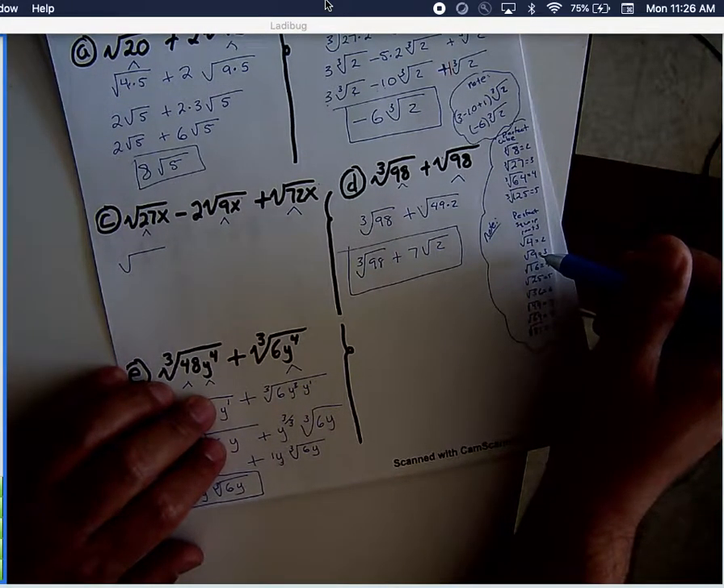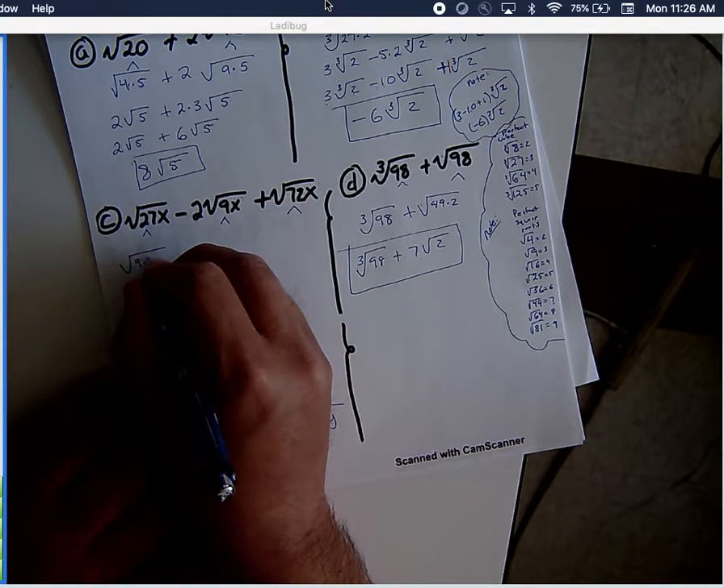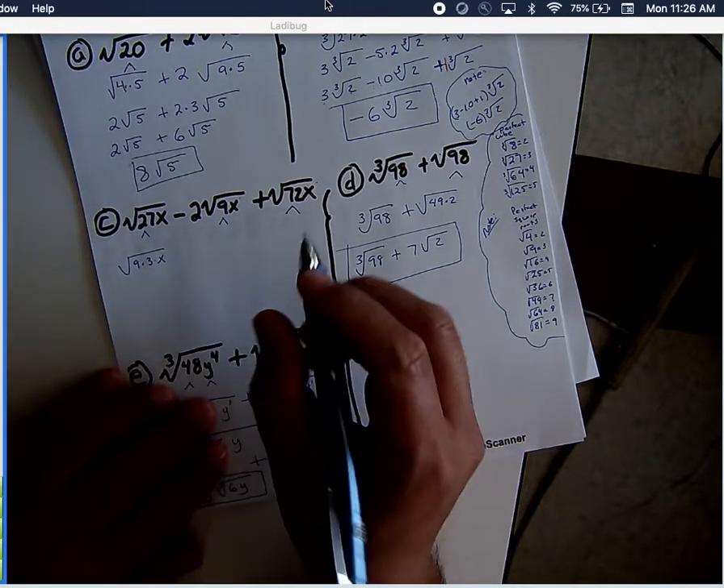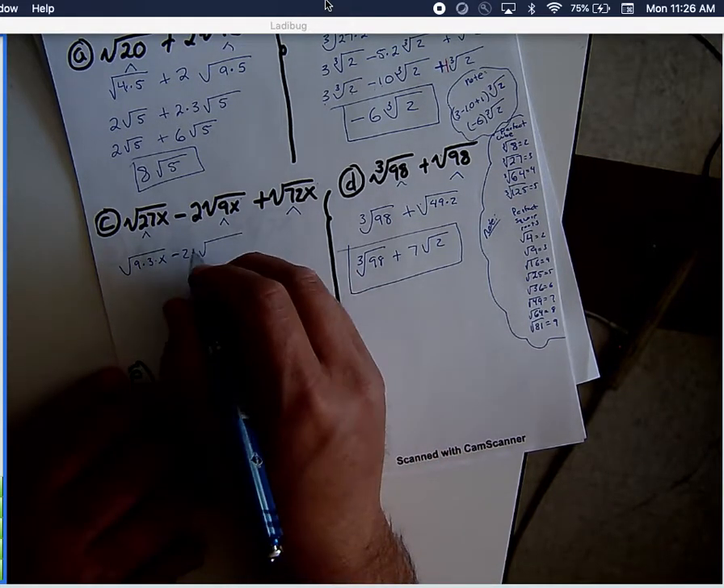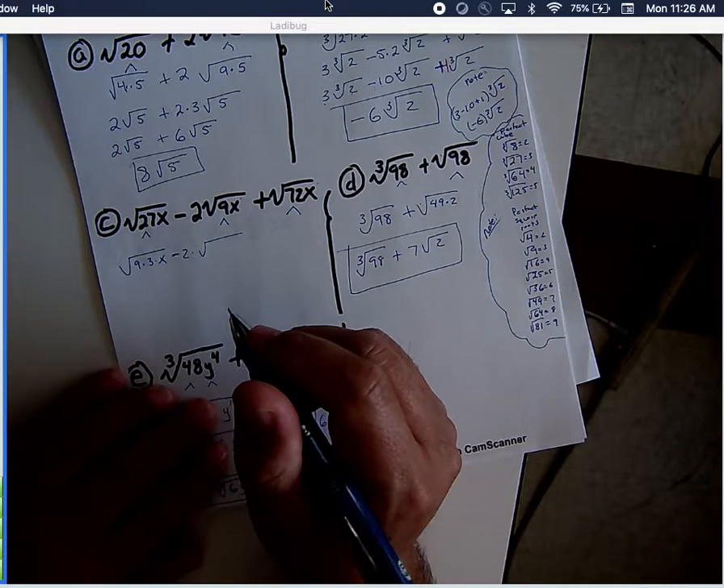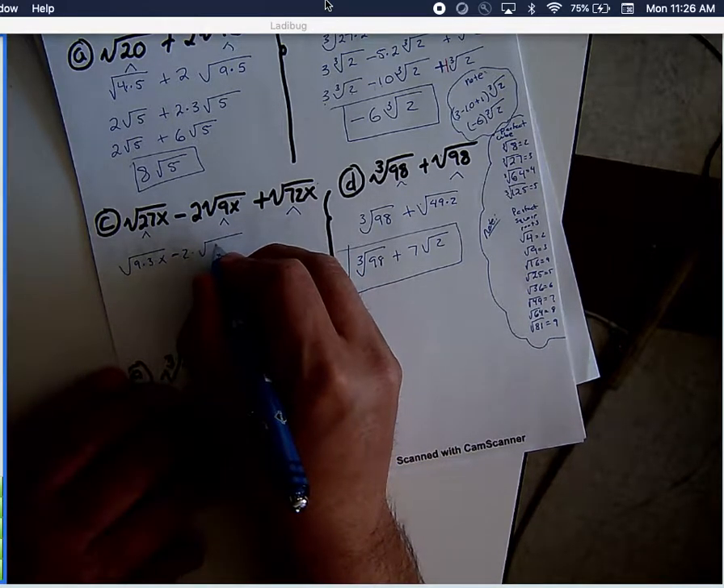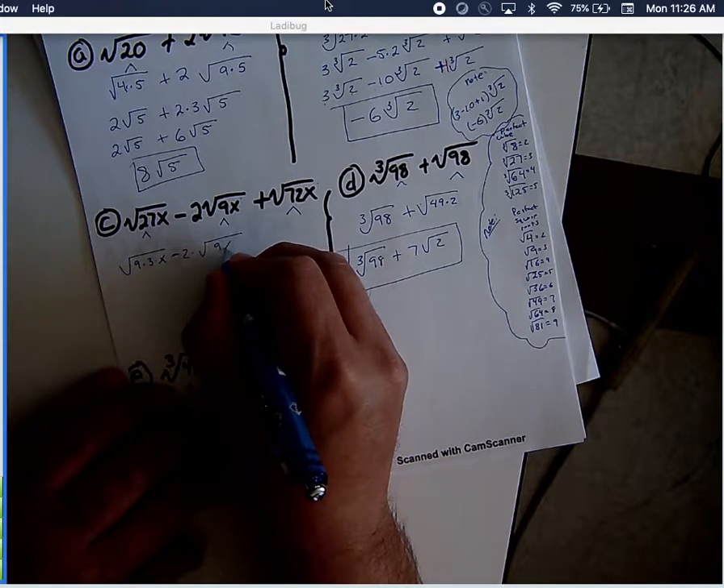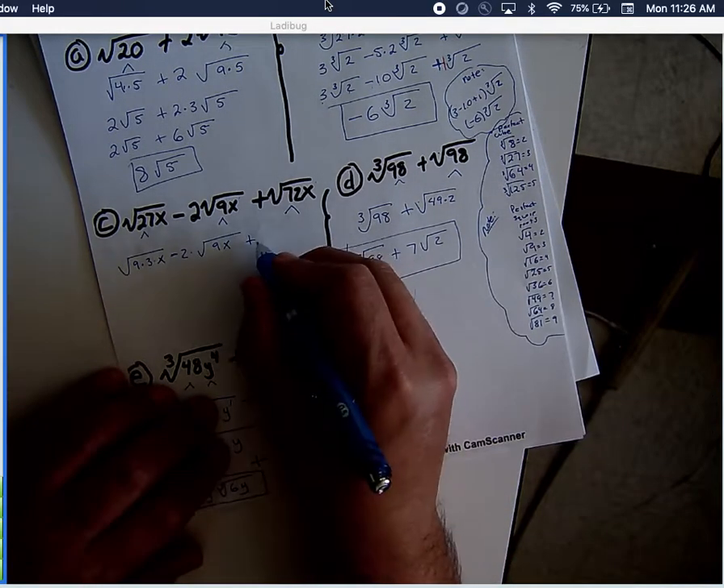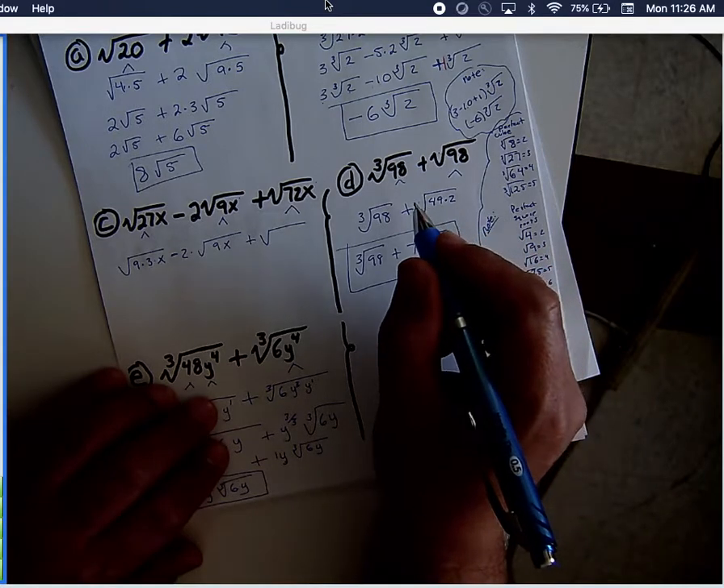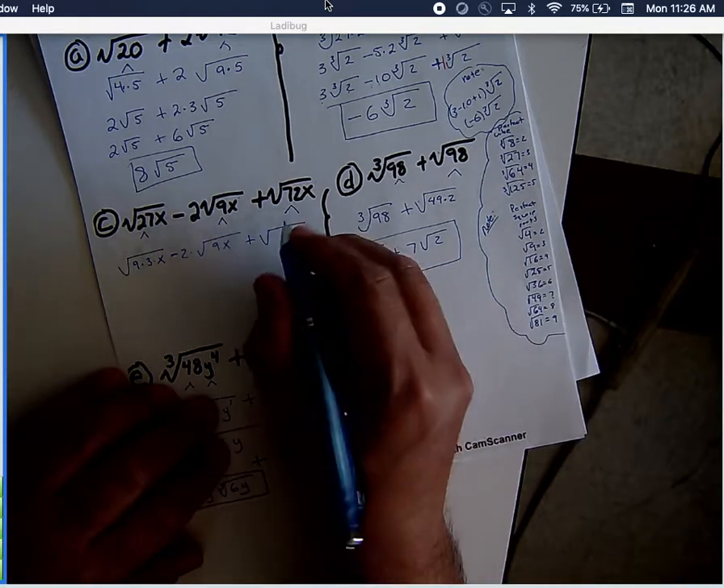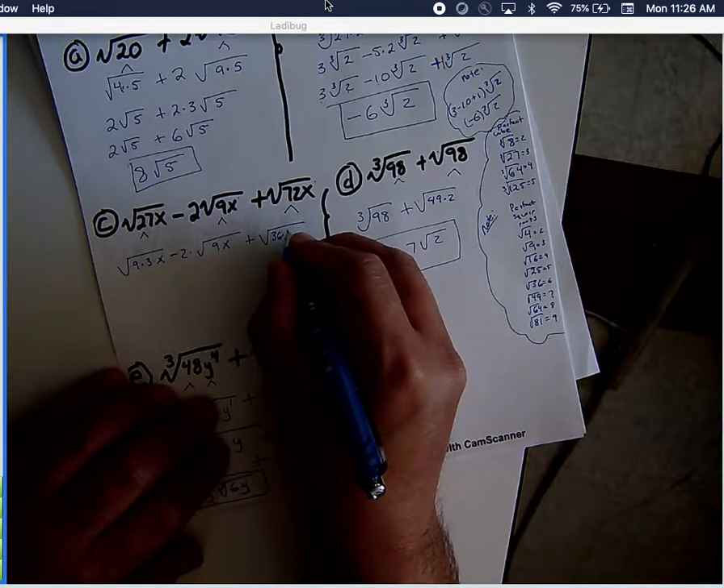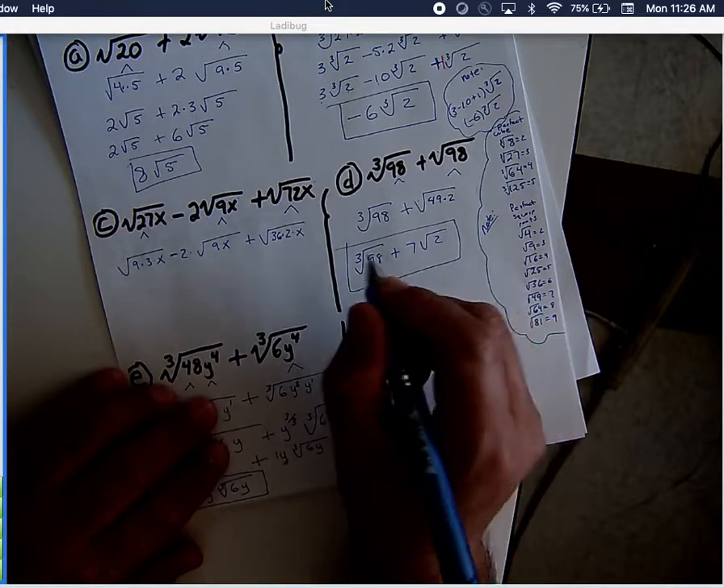So 27 can be divided by 9. 9 times 3 is 27, and then we have the x. Minus 2 times 9 is 3 times 3, right? And 9 is already a perfect square, so I'm just going to leave it at 9. I'm just taking extra steps. 72 will be 36. So 36 times 2 gives you 72.